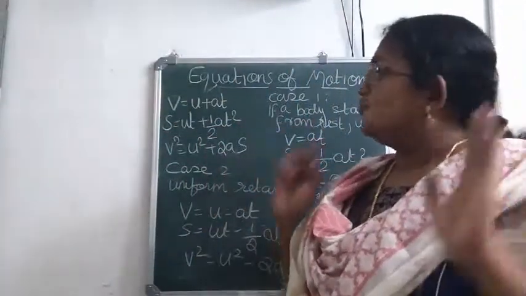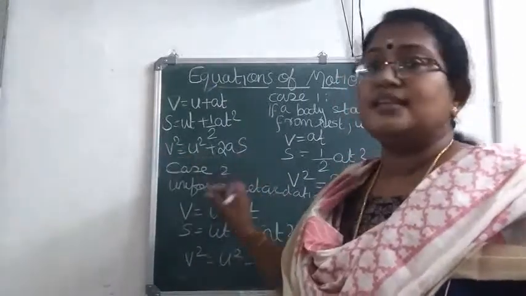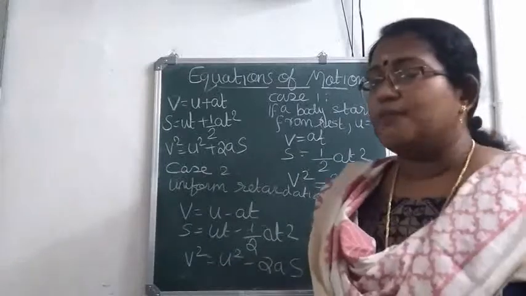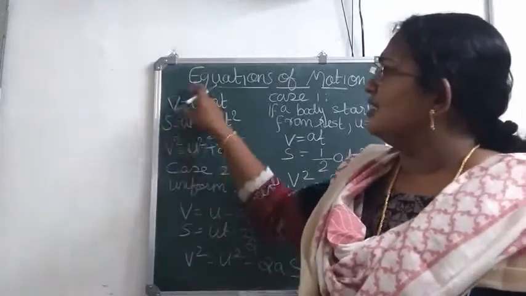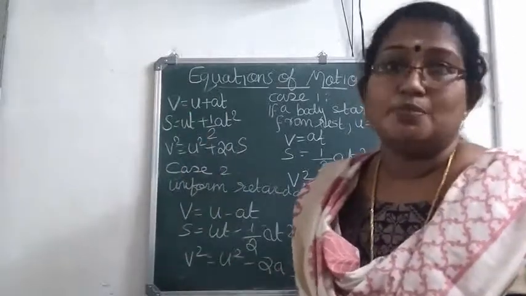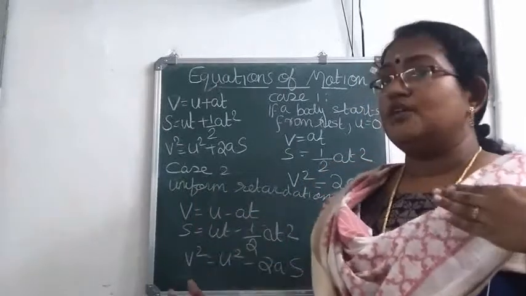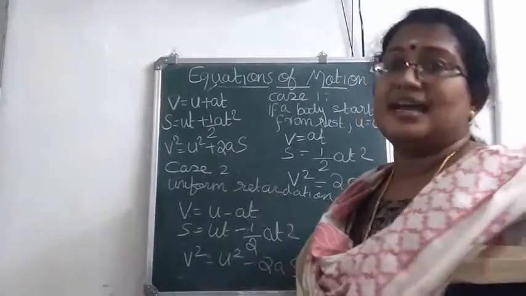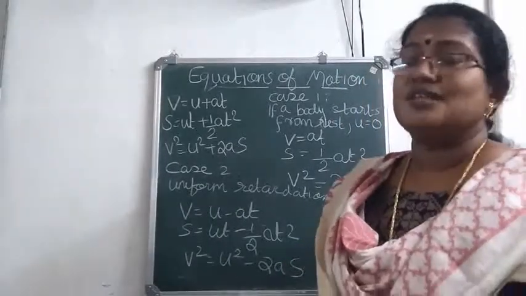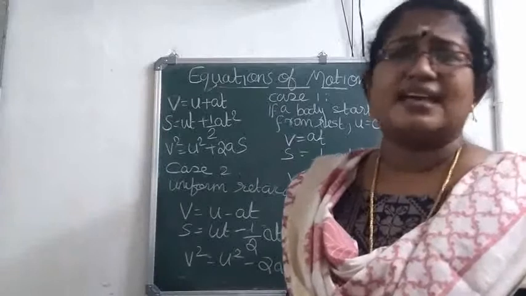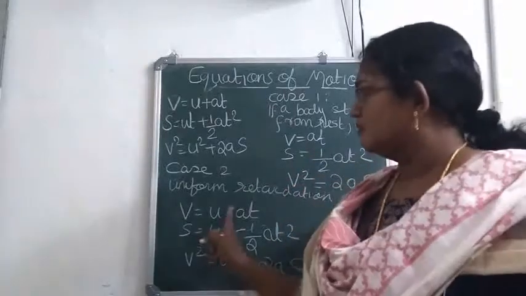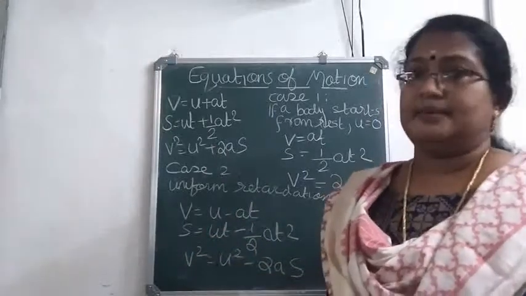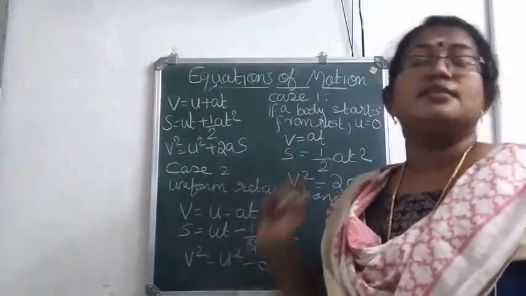Okay. So first thing is be thorough with the standard equations of motion. Then if the body is at rest, the terms with u can be omitted. If the body is moving with uniform retardation, the symbol in between will become minus. Why? Because negative acceleration is retardation. All the plus a will become minus a. Be thorough with this also. Okay.